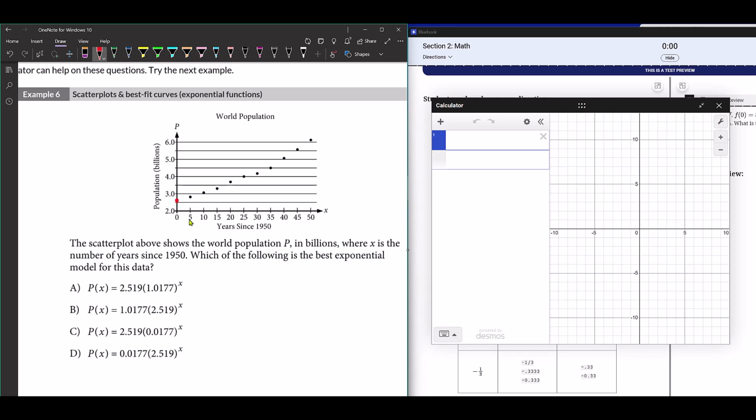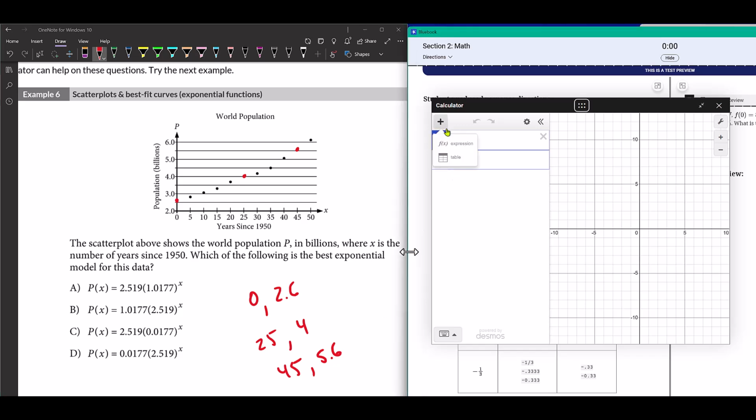So let's say there's 0, 2.6. Maybe there is 25, 4. And maybe we pick this one right here, which is 45, 5.6. We're going to go into Desmos. We're going to add a table. We're going to enter in these points. I'm hitting 0 and then tab 2.6, tab 25, tab 4, tab 45, tab 5.6. I have entered in my 3 coordinates.